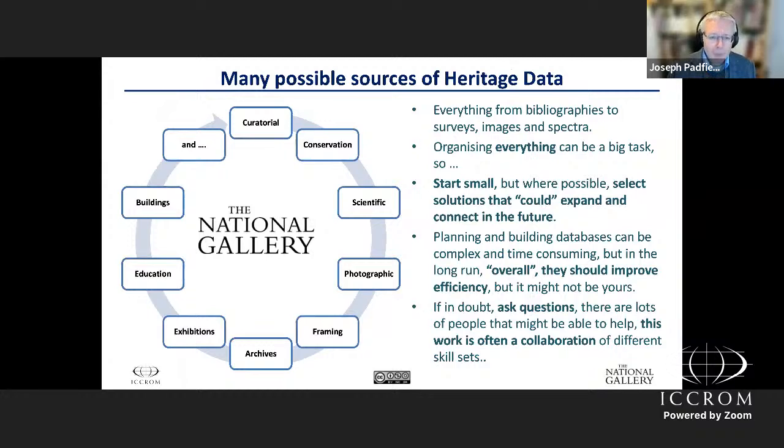Now, there are many possible sources of heritage data, even within one organization. So everything from bibliographies to surveys, images, spectra. Now, organizing everything can be a big task. So what I'd say is start small, but where possible, select solutions that could expand and connect in the future. So something that can grow.